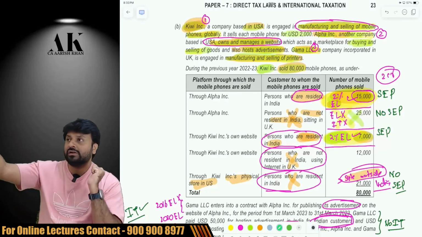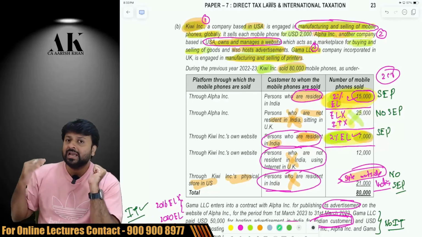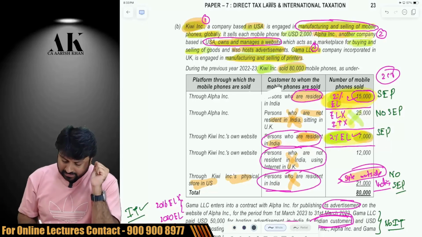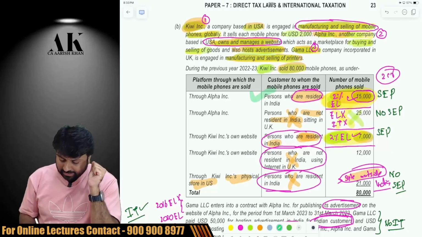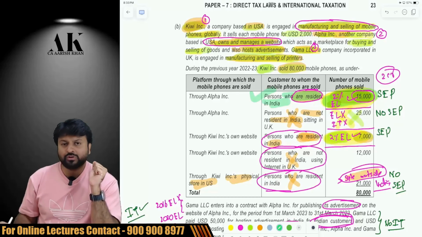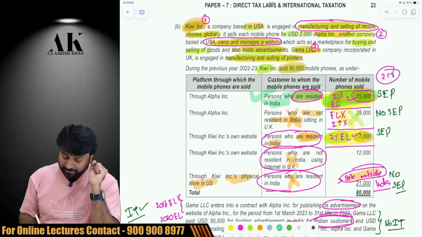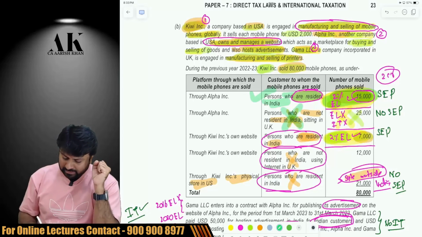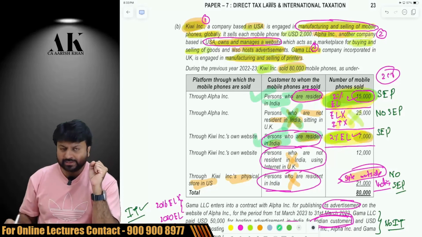So the condition is the non-resident should enter into a transaction with a resident and there has to be more than 2 crore rupees payment. Therefore, in the first case, there is a significant economic presence because the transaction is with a resident and the payment is also more than 2 crore. Significant economic presence is applicable. In the second case, it is not applicable because you are entering into a transaction with a non-resident. In the third case, it is applicable because you are entering into a transaction with a resident and there is more than 2 crore rupees payment.